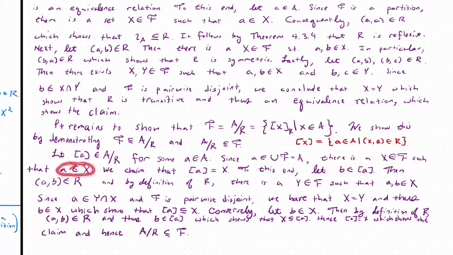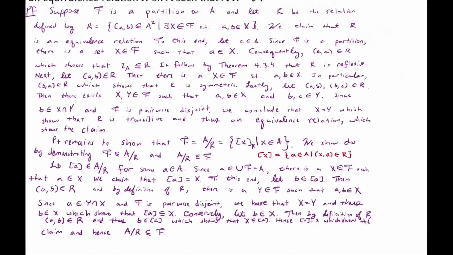A is in X. So we now have A comma B is in R. Therefore, B is in the equivalence class of A, which shows that X is a subset of the equivalence class of A, since we chose an arbitrary B in X. And so now we have the equivalence class of A is equal to capital X, and that shows that A mod R is a subset of the family of sets. And so now we have to just show the remaining subset. Let's go ahead and do that now.